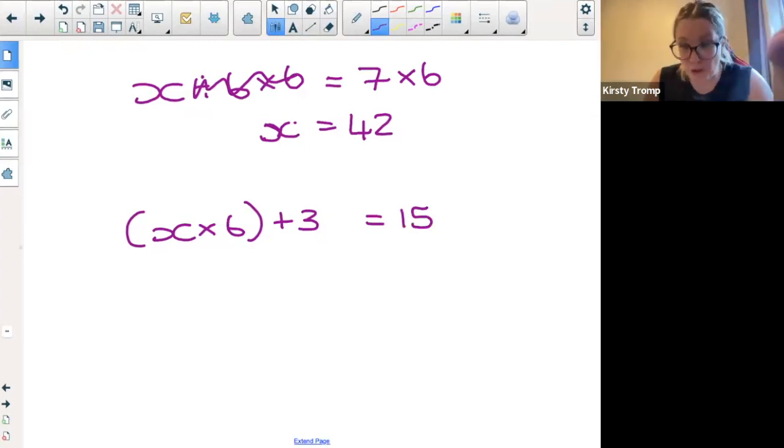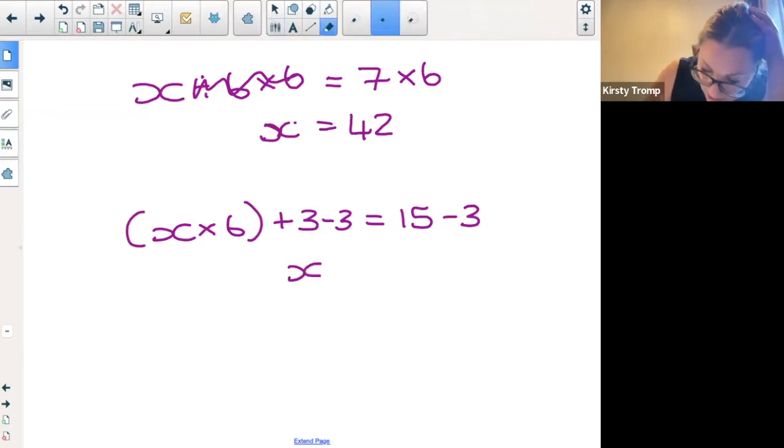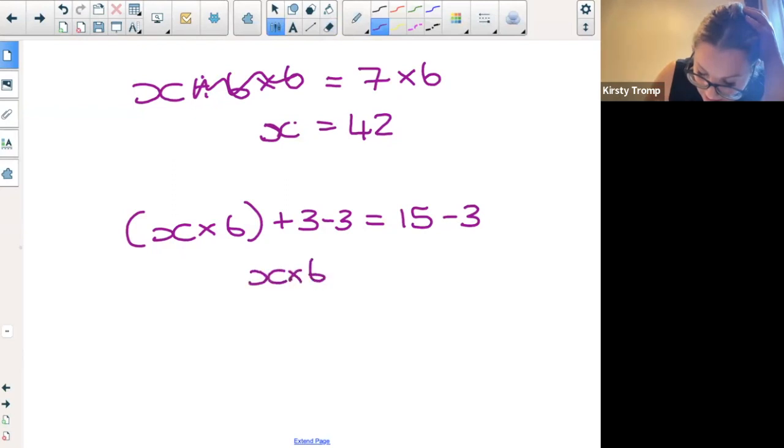So first of all, let's get rid of the stuff that's outside the brackets. What's the opposite of plus 3? It's minus, ma'am. Good, so on this side I'm doing minus 3. Whatever I do to the one side, I must do to the other side of the mirror, hey? So minus 3. Yes, ma'am. So I'm going to be left with x times 6 equals 15 minus 3, which gives me 12, hey?